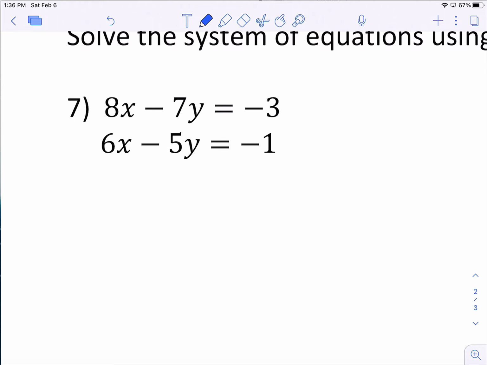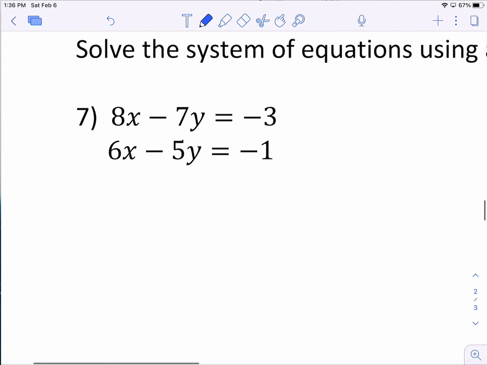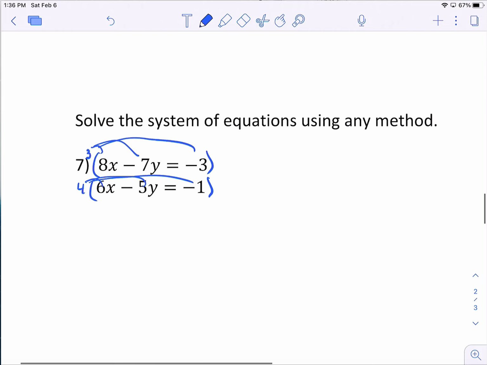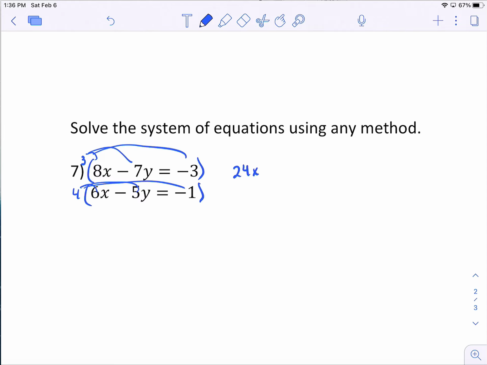Now, the bad part about this one is, these things don't match up really well. So, if I look at 8x and 6x, 8 and 6 both go into 24. It's kind of like finding a common denominator. So I'm going to multiply this one by 3, and this one by 4. And that will give me 24x minus 21y equals negative 9. And then the bottom one, when I multiply that by 4, gives 24x minus 20y equals negative 4.